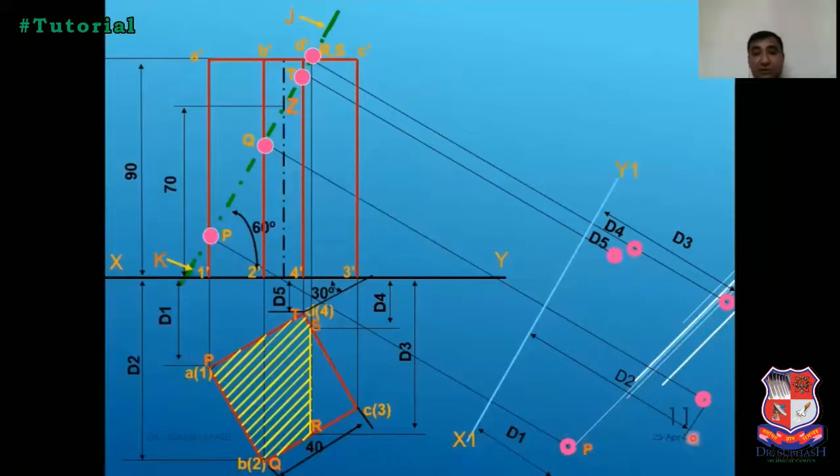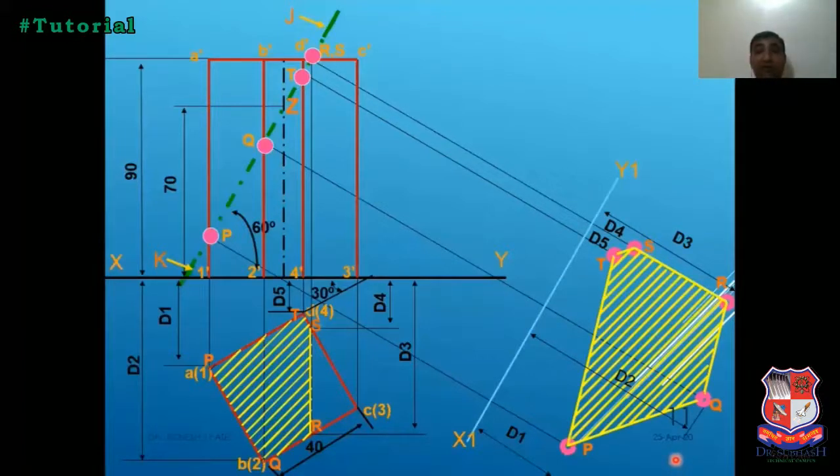P, Q, R, S, and T. Join all these points P, Q, R, S, T. Okay. So it is our true shape. This is known as the true shape.